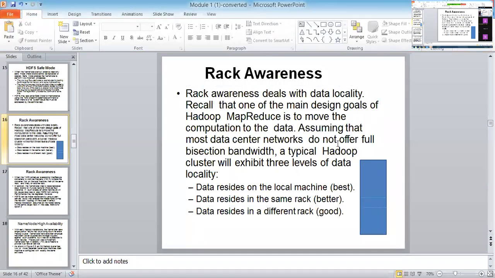Fine. So let me finish with this particular PPT. We are going to continue tomorrow. A Hadoop cluster exhibits three levels of data locality. One is the data resides on the local machine, meaning the same machine which is holding the data. One more is the data resides in the same rack. If this is one rack, and this is rack 2, the data is going to reside in the same rack, or the data resides in a different rack. This may be rack 1 and this may be rack 2.